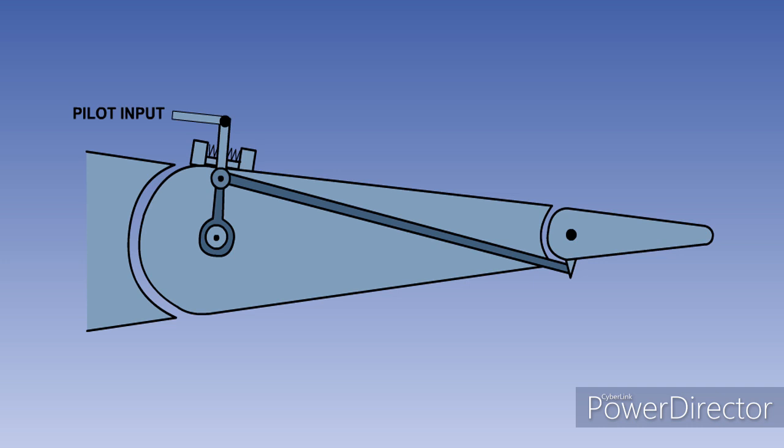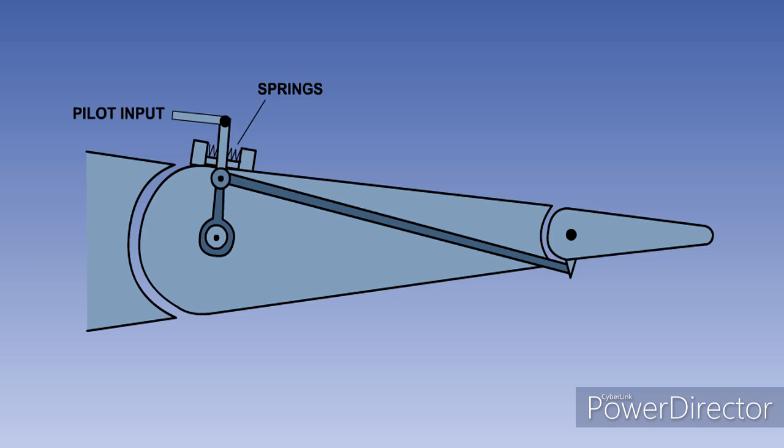The final tab we are going to look at is the spring tab. It is a modification of the balance tab, such that the tab movement is proportional to the applied stick force. Maximum assistance is therefore obtained when the stick forces are greatest. This is achieved by putting a spring in the linkage to the tab. The spring tab is used mainly to reduce control loads at high airspeeds.